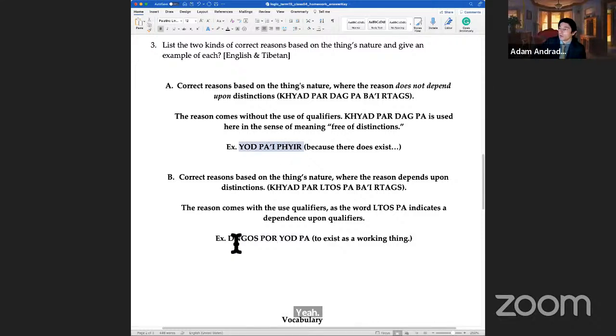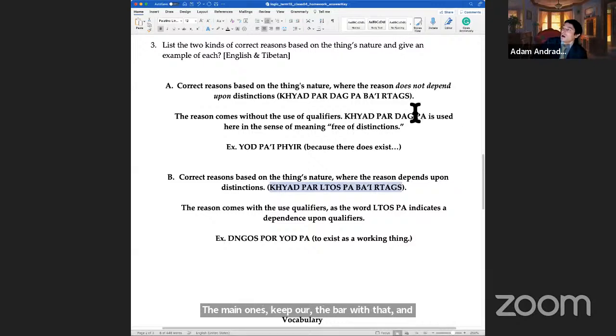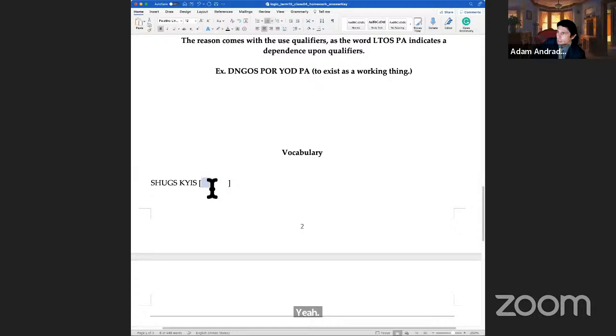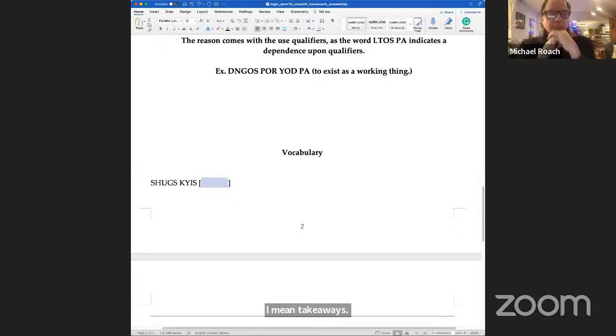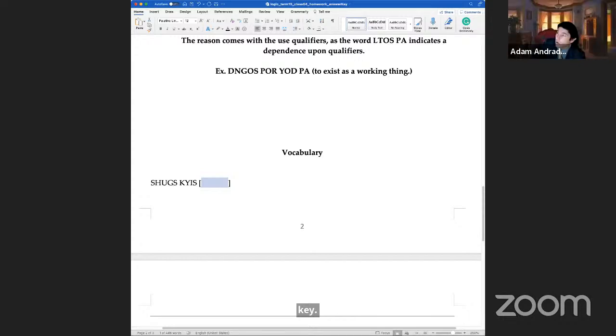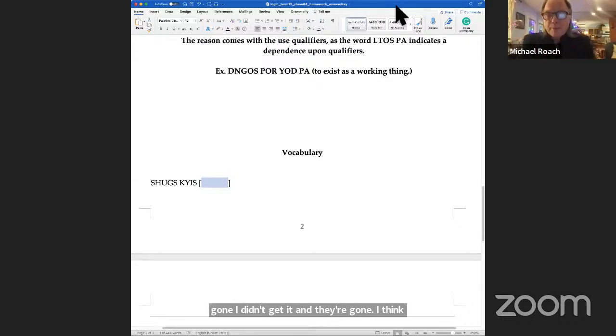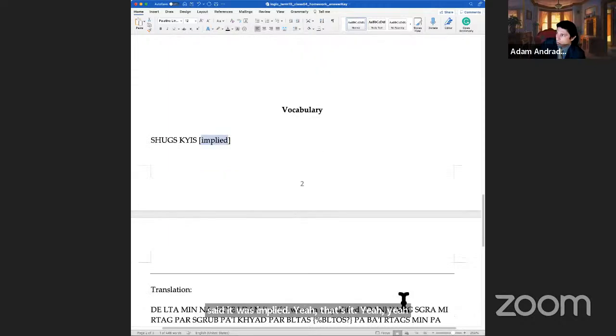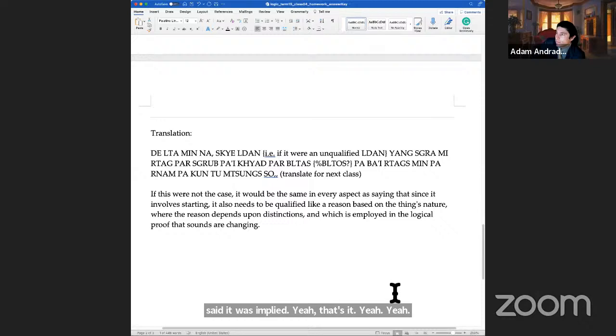vocab was kind of in here. The main ones, Kepar the Bawetak and Kepar Dog Bawetak. Yeah, nice. The main takeaways. Good, nice. Due to that, almost. Keep going, I know you got it in there. I think Gibson said it. What was it? Implied? Yeah, that's it. Yay, Gibson.